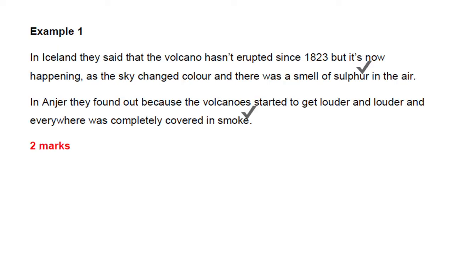So this is a 2 out of 4 answer from the exam board for this question, and you can see that there's only 2 ticks, and that's why it's got 2 out of 4. So the student's written, in Iceland they said the volcano hasn't erupted since 1823. Well, that's not relevant to what happened as a result of the volcano, so that's a waste of time. But it's now happening as the sky changed colour and there was a smell of sulphur in the air. Well, that did happen as a result of the volcano erupting, so that gets a tick.